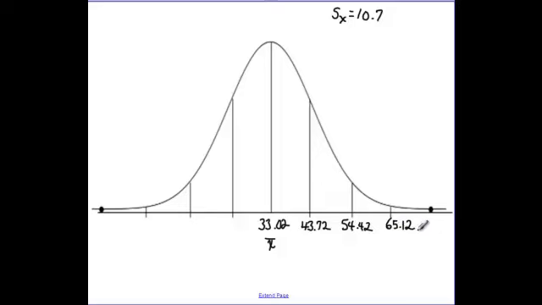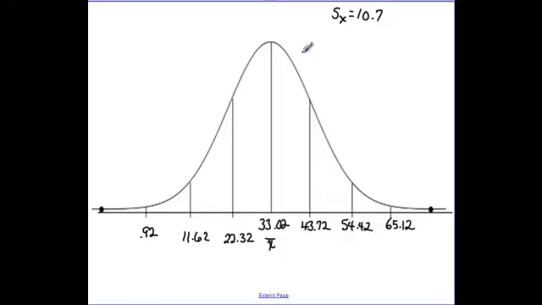Now I'll go the other way where I'm subtracting. So 33.02 minus 10.7 gets me 22.32, minus 10.7, 11.62, minus 10.7 gets me 0.92.